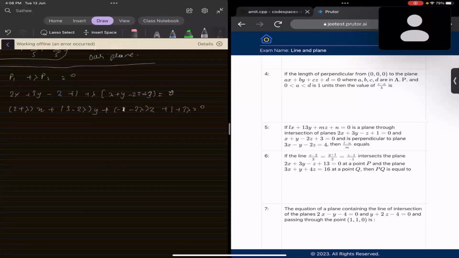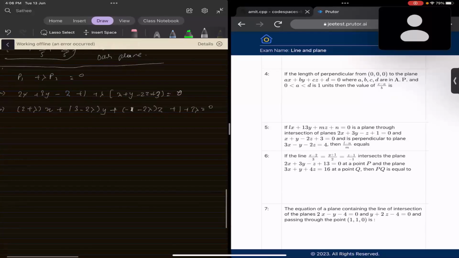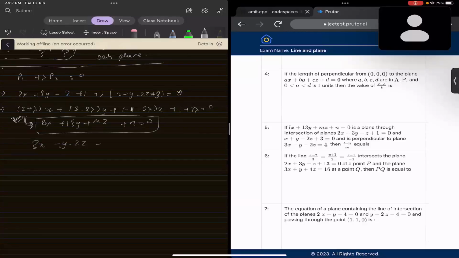And now we know that our given plane, lx + 13y + mz + n = 0, would be one of the planes in this expression. We have to set lambda in such a way that this plane becomes equal to that plane. How will we find lambda? We are given the condition of the plane 3x - y - 2z = 4. This plane is perpendicular to our plane, so we can simply apply the condition of perpendicularity.